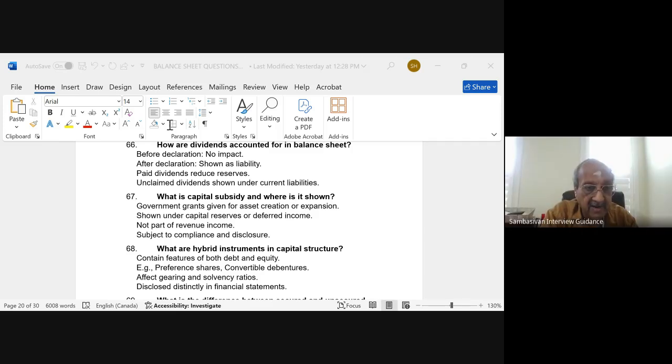Unclaimed dividend, unclaimed dividend to be credited to Investor Education and Protection Fund.